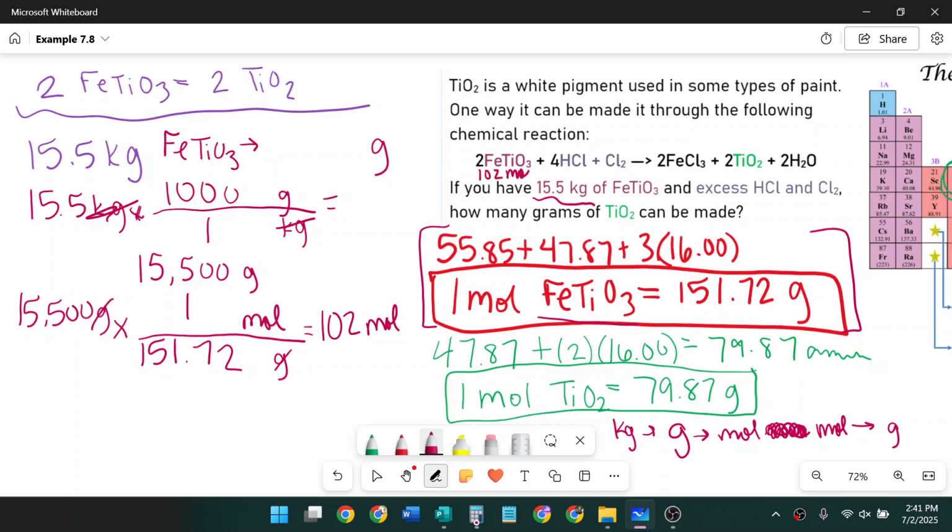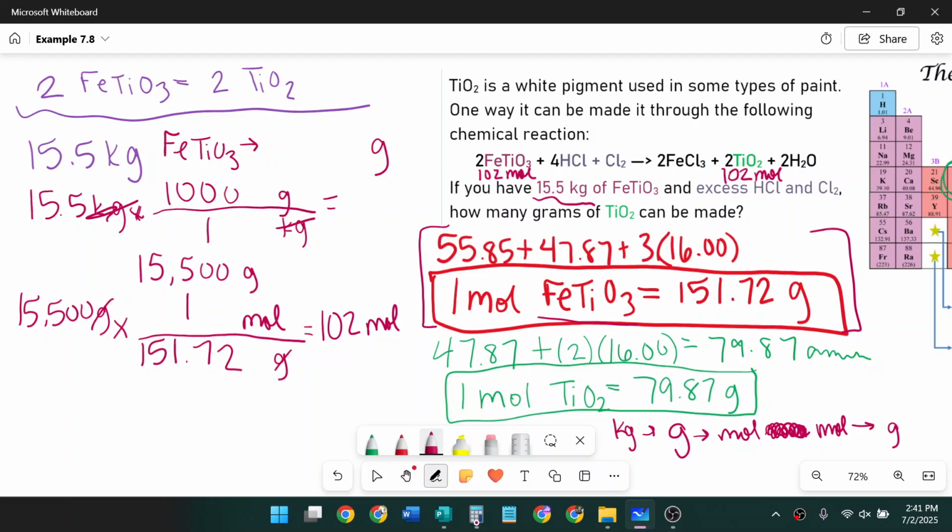So when they told us that we have 15.5 kg of this, what we actually have is 102 moles of this. And because this has a 2, and the thing we want has a 2, I could line this up 102 moles times, and then my conversion relationship would be 2 moles of this one on the top and 2 moles of the one I'm getting rid of on the bottom. And then when I multiplied it, 2 over 2 is just 1, and so I would still get 102 moles. So I'm going to get 102 moles of that.